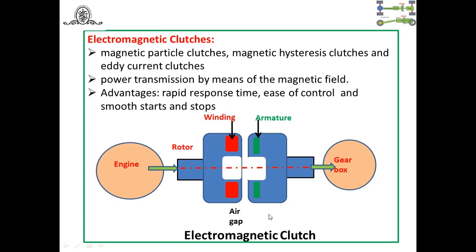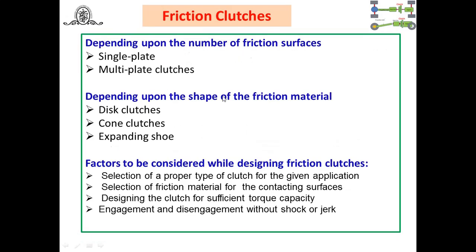And that's why this electromagnetic clutch has the advantage of rapid response time, ease of control, and smooth starts and stops. Remember these things. It is totally based on the principle of magnetic field generation because of this winding and the current. But our focus in this topic is on friction clutches. The friction clutches are further classified into two types depending on the friction surfaces: single plate clutch and multi plate clutch.